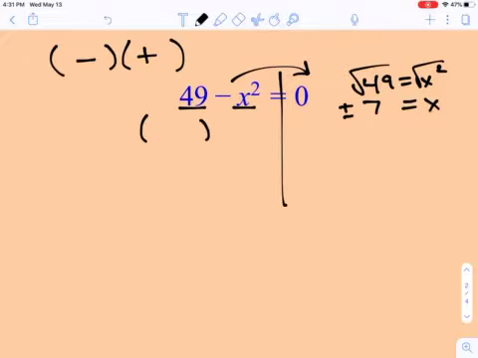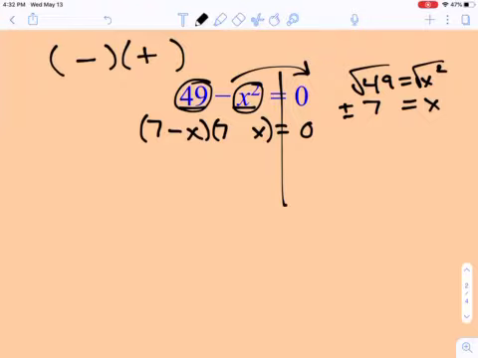So we're going to have that same thing going on here. You figure out what your first term is by taking the square root of it. The square root of 49 is 7, so that's going to be my first term. And then the square root of x squared is x. And then you just do your minus and your plus. And that is our difference of squares factored out.